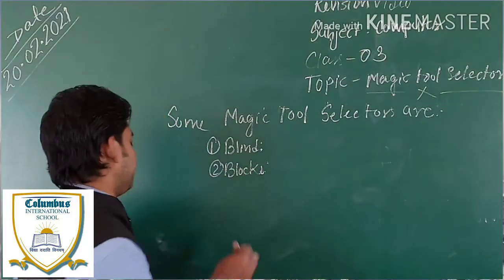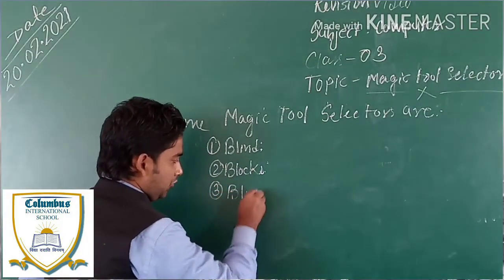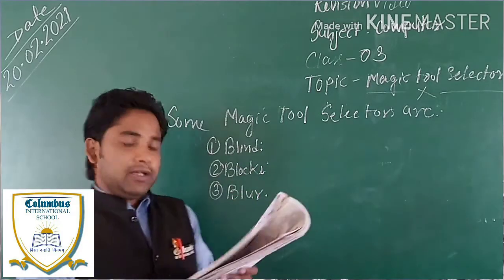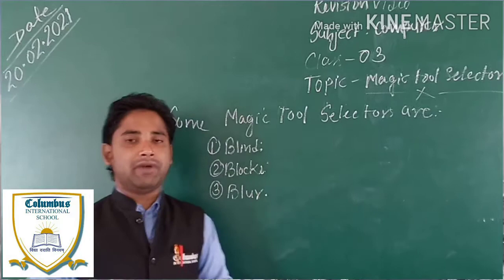Third is blur. B-L-U-R. Blur. What is its function? Its function is to make picture blur by moving the mouse.